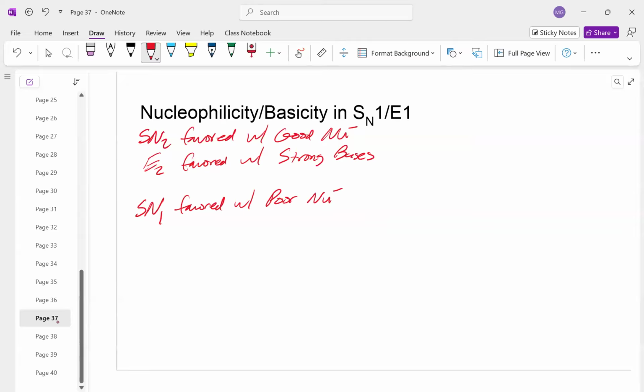Remember your list of poor nucleophiles like water, alcohols, things without full negative charges. Now, hopefully you're kind of noticing the trend here. Those are also protic solvents. And protic solvents make the best solvents for SN1. Just make sure you recognize that trend.